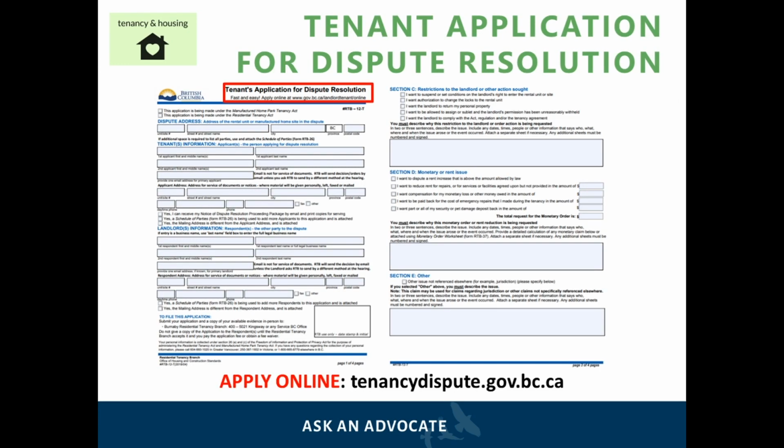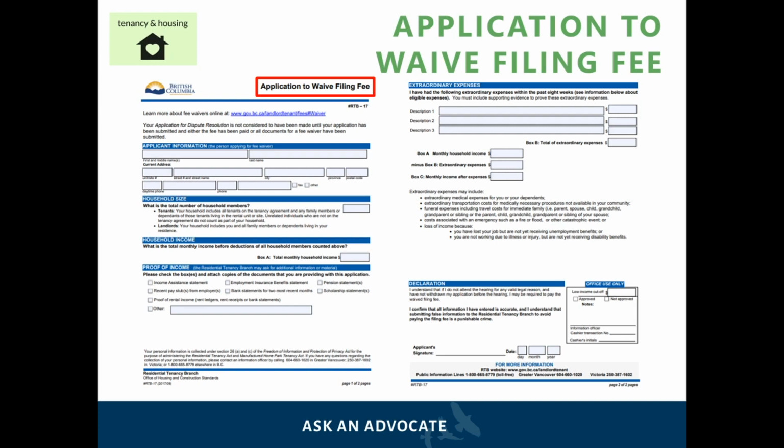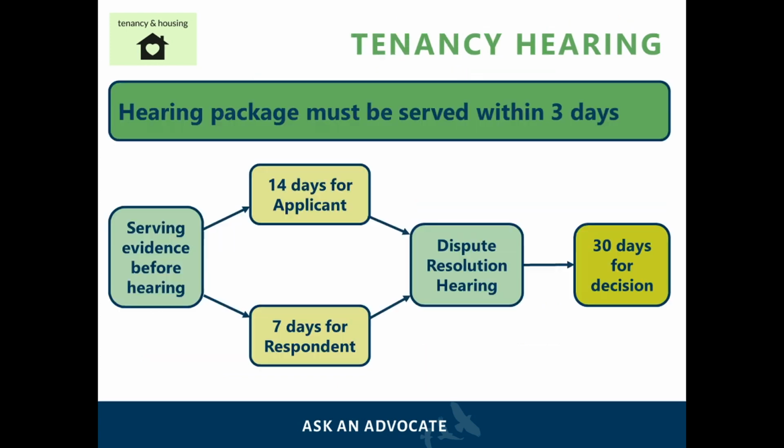A dispute application can be submitted at the residential tenancy branch, the Service BC office, or online. Please note though that the filing fee for a dispute resolution is $100. If an applicant is low income, the application fee can be waived by submitting the application to waive filing fee. The residential tenancy branch will review the request and inform the applicant whether it has been approved or not. If the application is not approved, the applicant must pay the filing fee to continue the dispute resolution process.